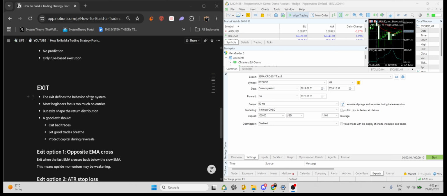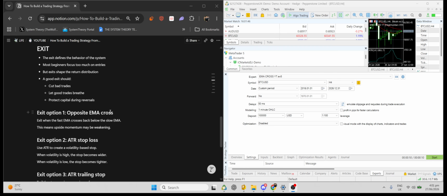The exit defines the behavior of the system. A lot of beginners focus too much on entries, but exits shape the return distribution. Good exits should cut bad trades, let good trades breathe, and protect capital during reversals. For this video, we'll use an opposite EMA cross as our first exit. That means when the fast EMA crosses back below the slow EMA, upside momentum may be weakening. I will also use an ATR stop loss to create a volatility-based stop. When volatility is high, the stop becomes wider. When volatility is low, the stop becomes tighter.